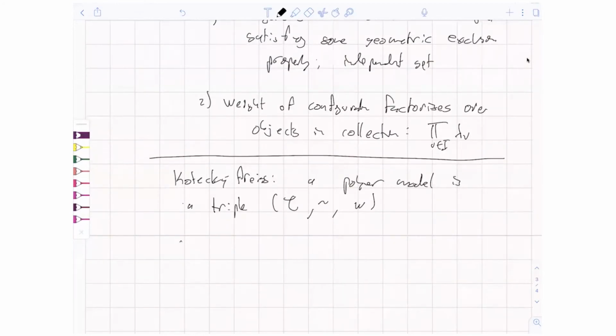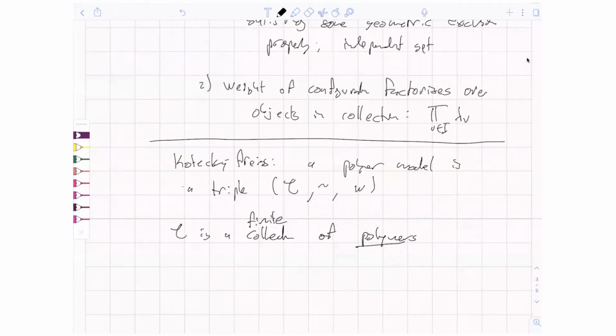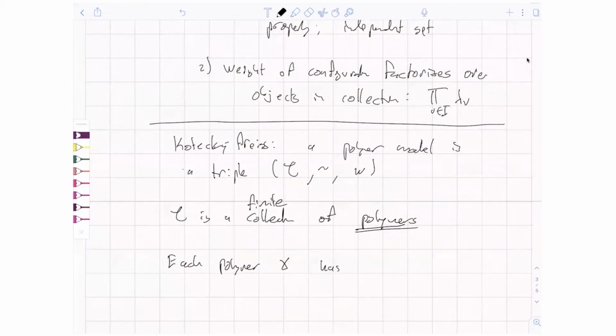And so C is a collection of polymers. It doesn't have to be finite, but we'll think of this as a finite collection of polymers. These are our objects. Each polymer, I'll call polymers gamma. Each polymer gamma has a weight function, which I'll denote W sub gamma. It could be a complex number.